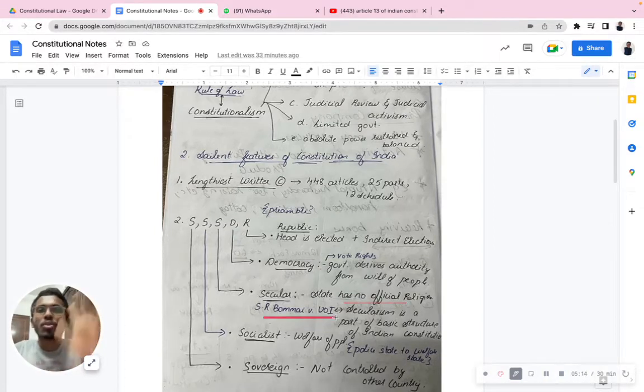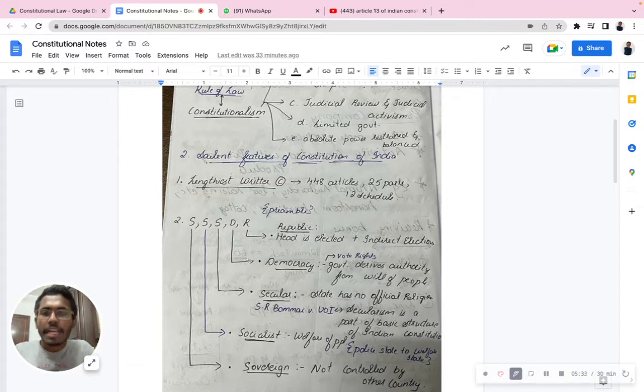In the S. R. Bommai versus Union of India case, it was very clearly said that secularism is part of the basic structure of the Indian constitution. It's one of the basic structures of the Indian constitution. We'll be learning about the basic structure later, but for the time being, understand that secularism was said to be part of the basic structure of the constitution.